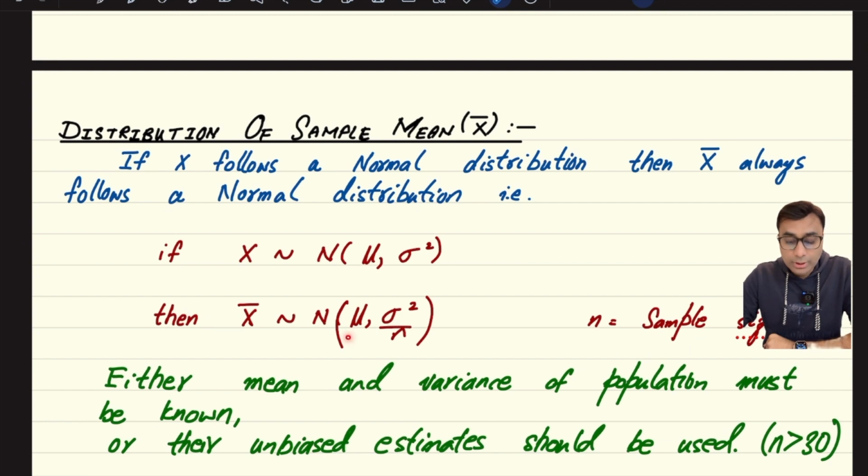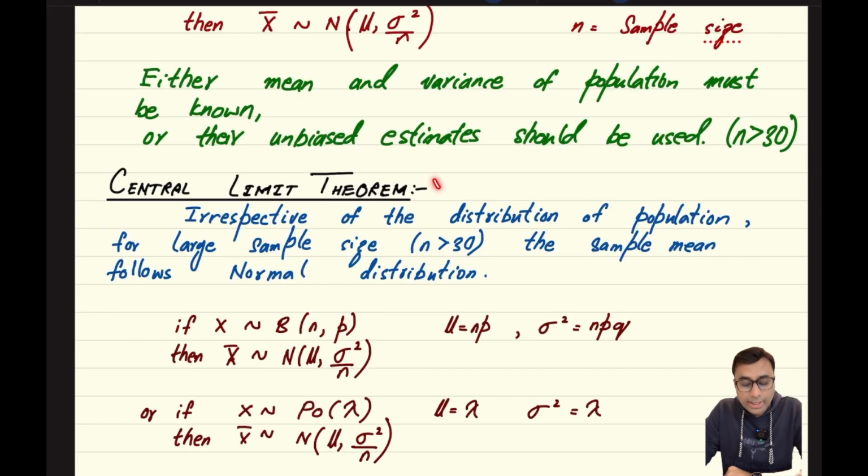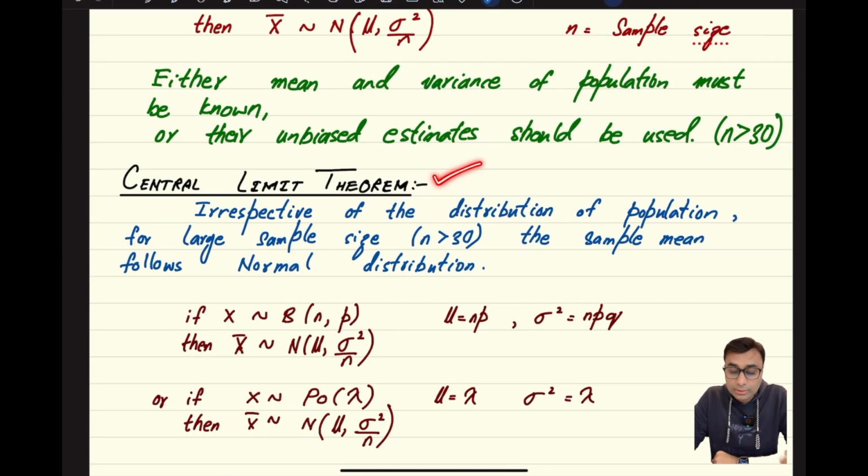I should know the mean population and I should know the population variance. If I don't know them, I can use their estimates only if sample size is bigger than 30. And I also must know that applying central limit theorem, there is no condition of the population to be following normal distribution. So if n is bigger than 30, then whatever is the original population distribution, or if the population distribution is not known to me, even then the sample mean must follow the normal distribution.